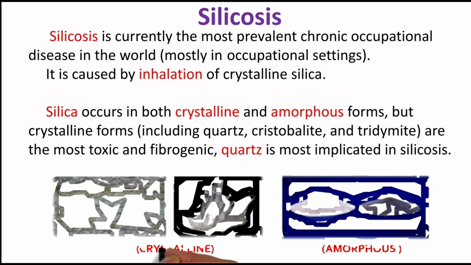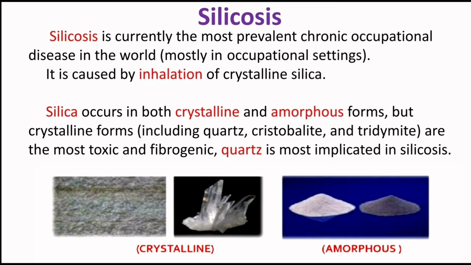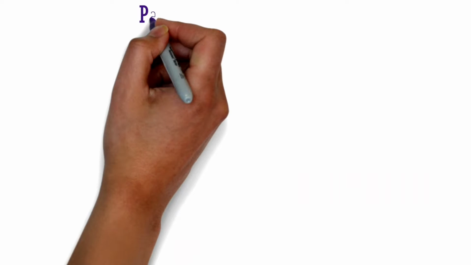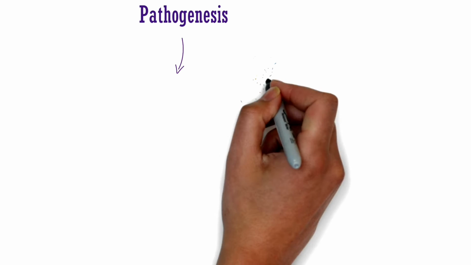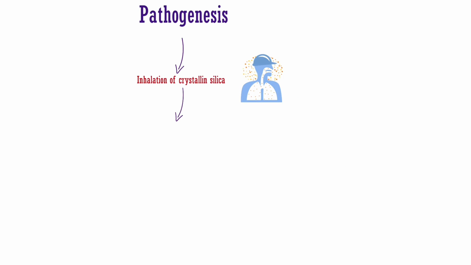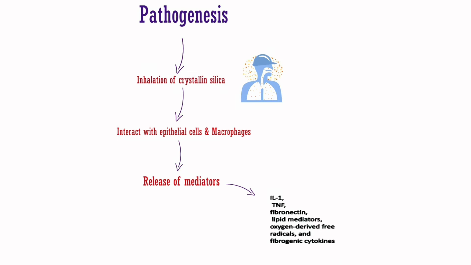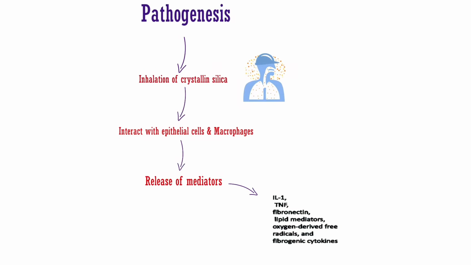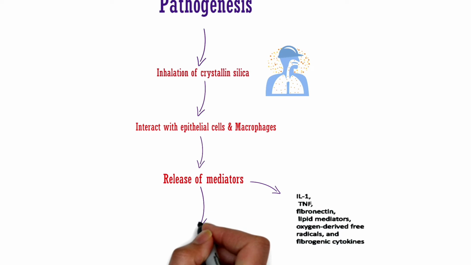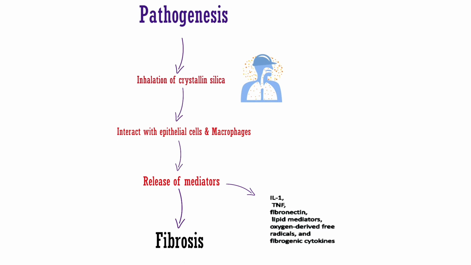As we see in these pictures, the types of silica: crystalline and amorphous forms. Pathogenesis. After inhalation of crystalline silica, these particles interact with epithelial cells and macrophages, leading to release of mediators, including interleukin-1, tumor necrosis factor, fibronectin, lipid mediators, oxygen-derived free radicals, and fibrogenic cytokines, and eventually leading to fibrosis. Now, we will watch a video explaining the effects of silica and other particles on the lung.